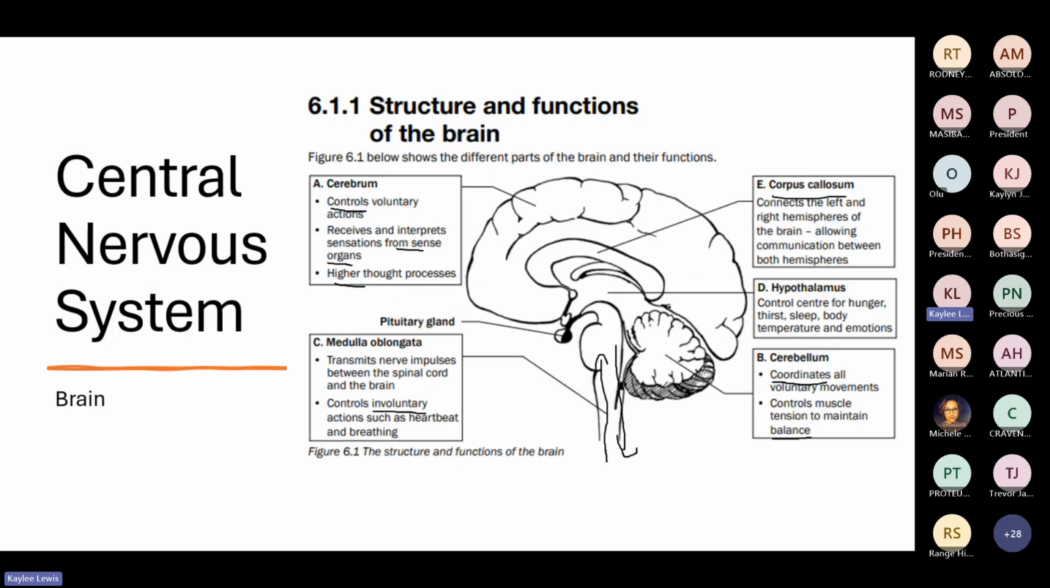Before I go on, you should also know how the brain is protected. So we know that it is being protected by the cranium. You cannot say the skull. The skull is the whole structure by the face, but the cranium will house the brain. And then it's surrounded by a membrane called meninges. And then it also has cerebrospinal fluid. So you need to know how it is protected.